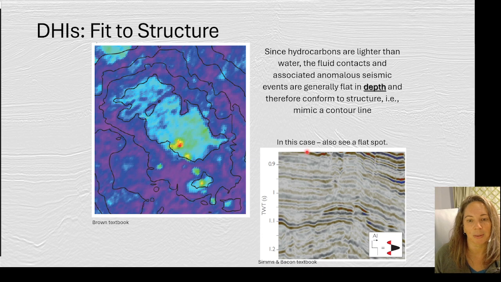These are some examples in more real-life seismic data. Here's an example from the Brown textbook right here, where we could see kind of this conformance of these more teal bluish colors to structure. And then in this case, I think I may need to edit these slides, but this is another case from the Sims and Bacon textbook where they show a flat spot too. So not a fit to structure, but a flat spot.